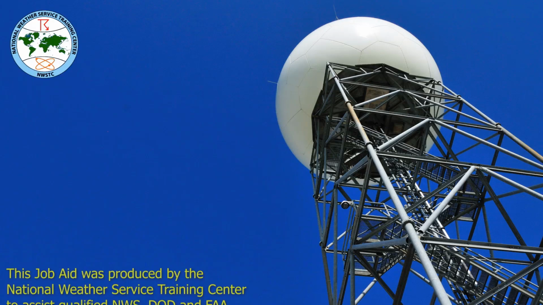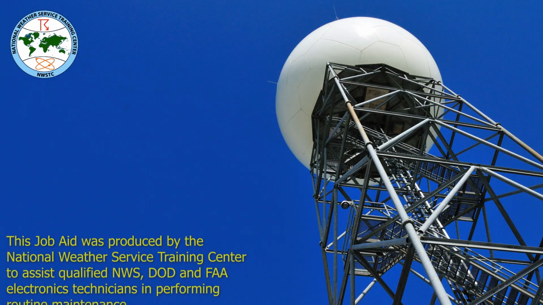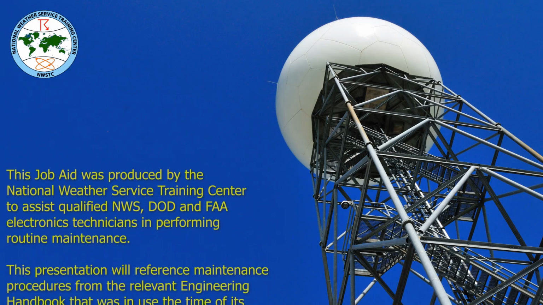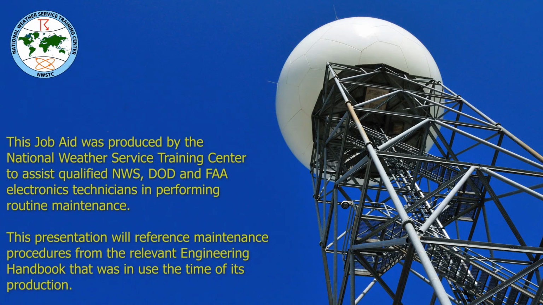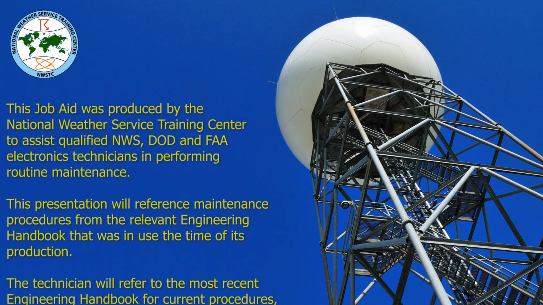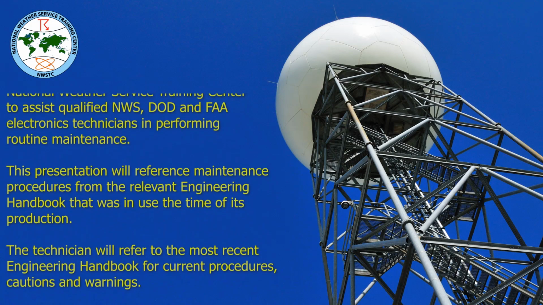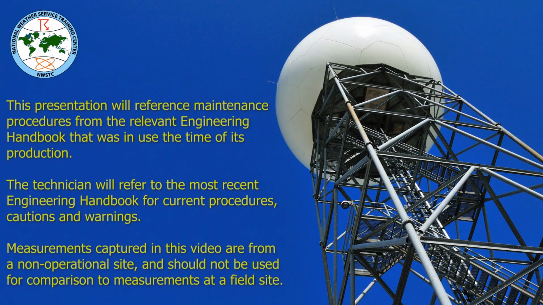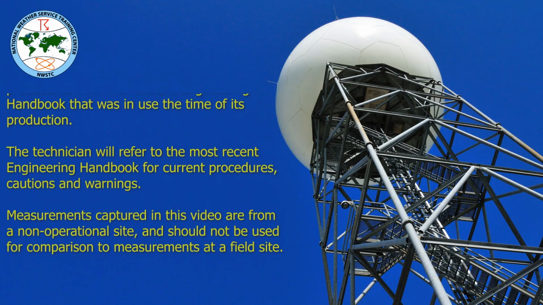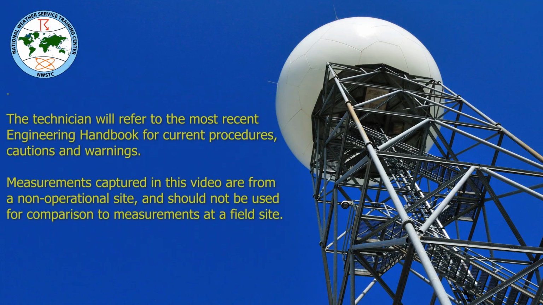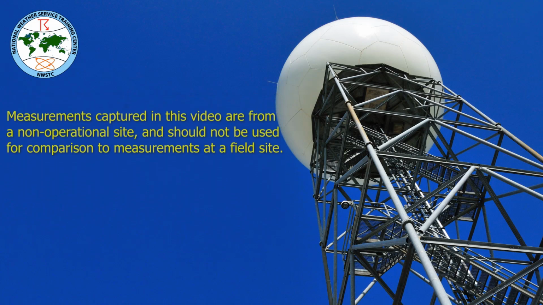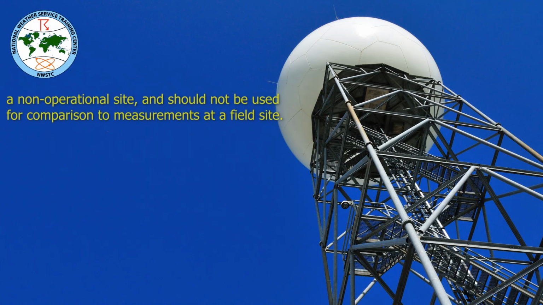This job aid was produced by the National Weather Service Training Center to assist qualified NWS, DoD, and FAA electronics technicians in performing routine maintenance. This presentation will reference maintenance procedures from the relevant engineering handbook that was in use at the time of its production. The technician will refer to the most recent engineering handbook for current procedures, cautions, and warnings. Measurements captured in this video are from a non-operational site and should not be used for comparison to measurements at a field site.